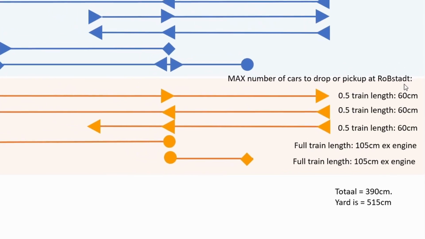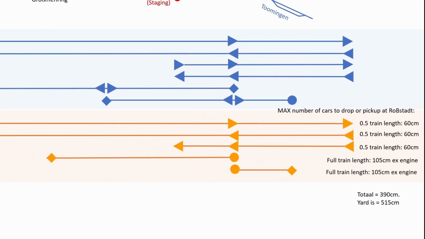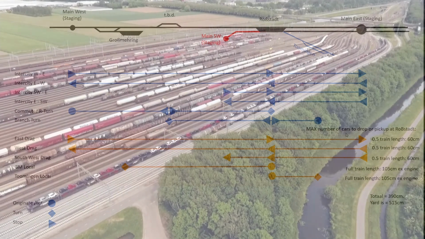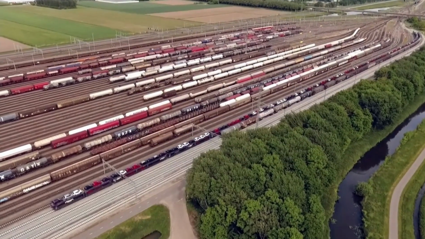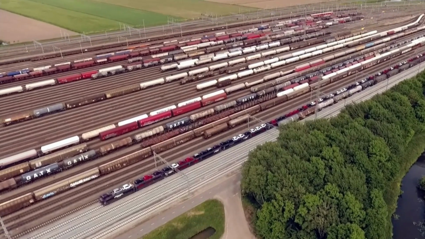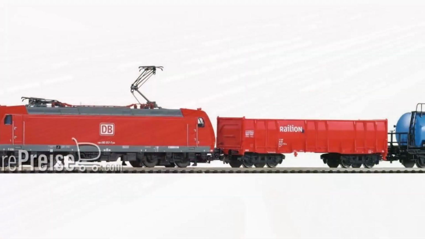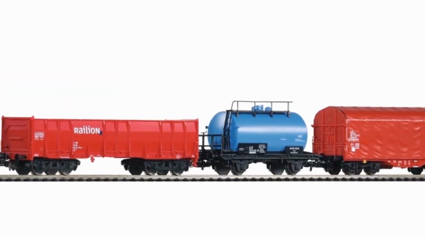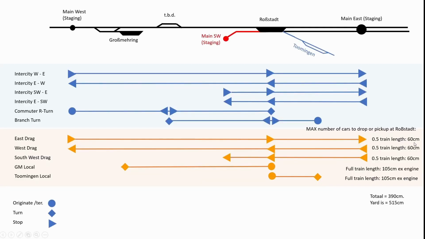So you might be thinking, why don't we just count the number of cars instead of counting the centimeters or inches? Well, in the European landscape, the length of a car can actually change by a factor of 2. It can be 40 feet, but it can also be 80 feet or 90 feet. So then counting the number of cars doesn't really work, because you can be missing the mark by 100%. So that's why we're using lengths of trains for this matter. So if we add up 60, 60, 60, 105, 105, the total is 390.